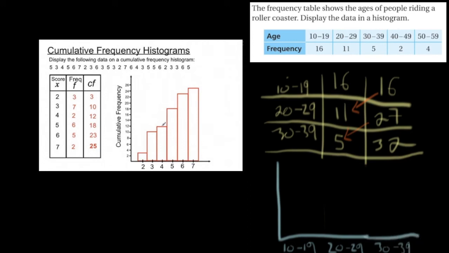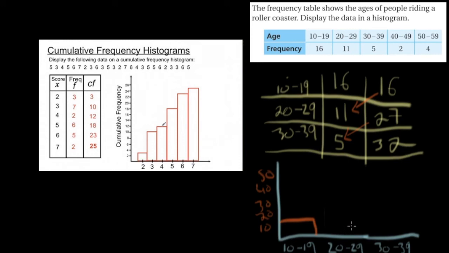That was exciting. Okay. And then you'd have, obviously, your numbers up here. Now, how would you start this? Look at the numbers here: 16, 27, 32. Would you go up by ones? I wouldn't. I'd go up by tens: 10, 20, 30, 40, 50. That's kind of what I would do. So 10 to 19 would be kind of like 16. So there's my one bar.